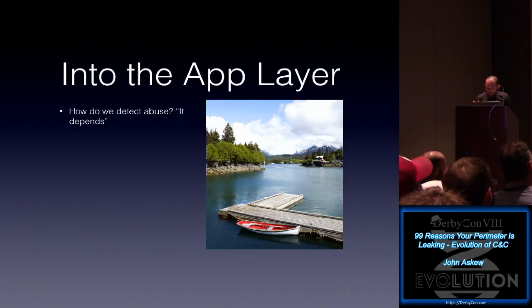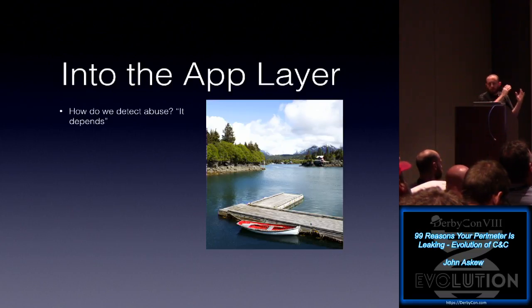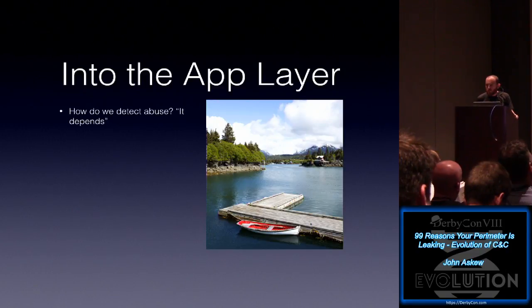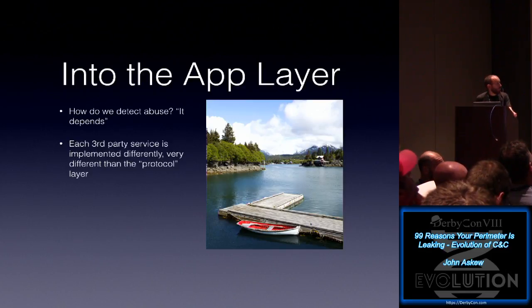Okay, but what I really want to talk about in the next 10 minutes or so is this application layer. And so as I've looked at tunneling command and control traffic through a bunch of different types of services, there's some commonalities that you see. If we're trying to detect that abuse of applications, it's dependent upon the specific application that you're looking at as to how you would detect abuse, because each service is very different.